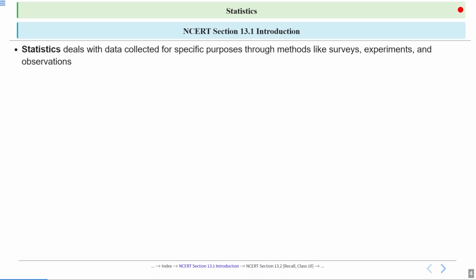Let's see the introduction of this chapter. Statistics deals with data collected for specific purposes through methods like surveys, experiments, and observations. So statistics is all about dealing with data that we collect for specific purposes. It may be a survey, experiment, or observations.